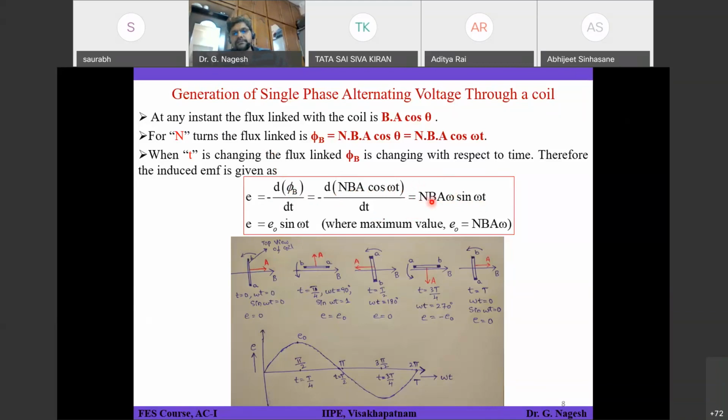N is fixed, B is fixed, area of cross section is fixed, omega, the speed with which your coil is rotating, is also fixed. So these all are constants. If you represent all these constants with some variable E naught, that is called the maximum value. So E is equal to E naught into sine of omega t. Right. So this is how a single phase AC voltage is generated. The basic concept of single phase AC voltage generation, which is a sinusoidal alternating voltage. Okay. If you consider different instants of time and try to plot the waveform, you will get E equal to E naught into sine of omega t.